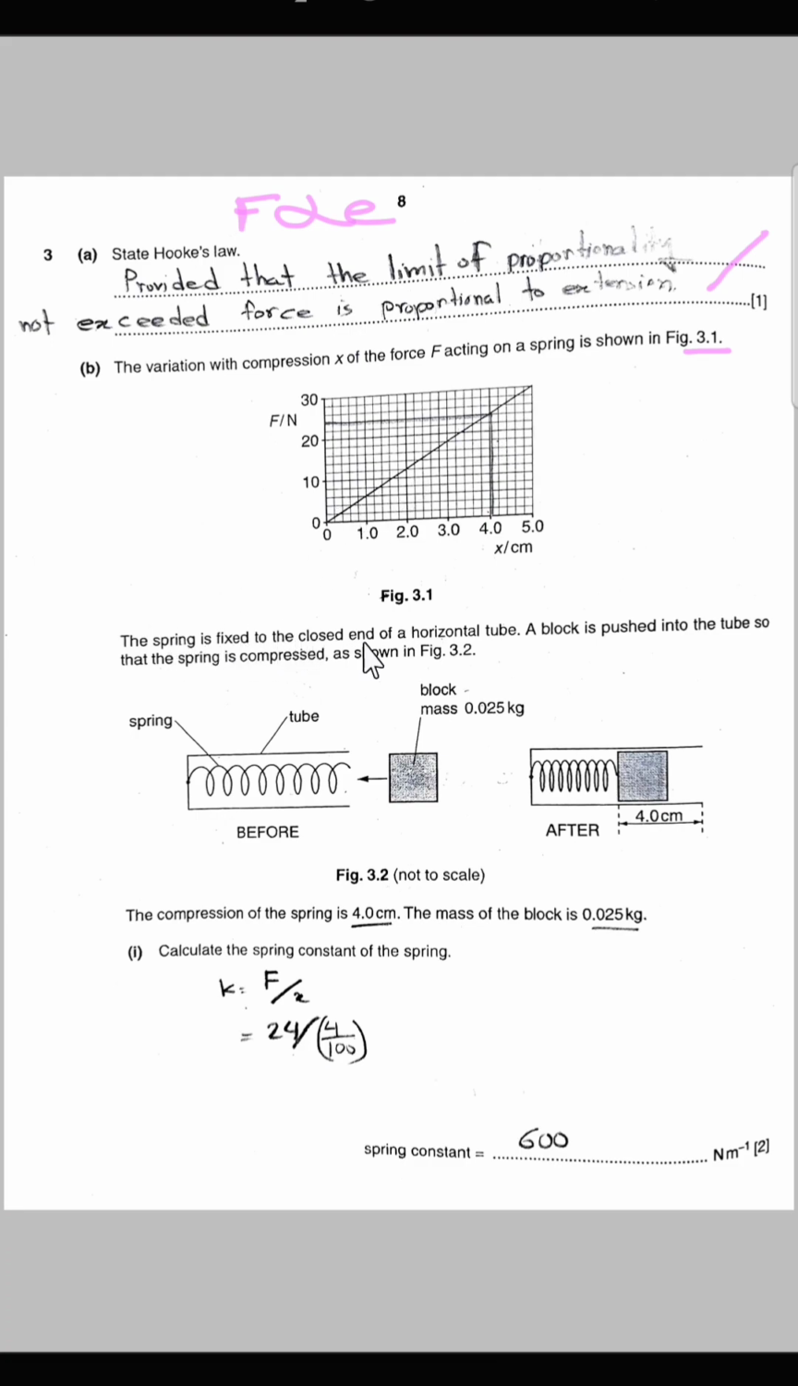The spring is fixed to the closed end of a horizontal tube. The block is pushed into the tube and then the spring is compressed, as shown in figure 3.2. The compression of the spring is 4 cm, or 0.04 meter, and the mass of the block is 0.025 kg. Calculate the spring constant for the spring. Spring constant is the force per unit extension, force divided by extension, with force in Newton and extension in meter. We get our spring constant as 600 Newton per meter.